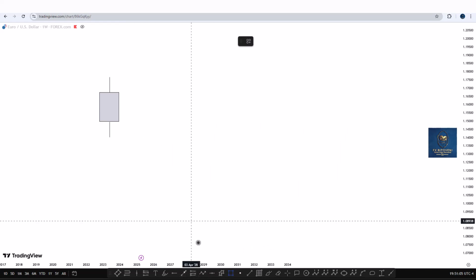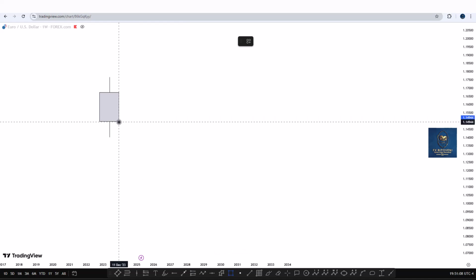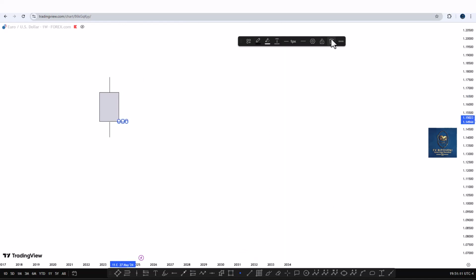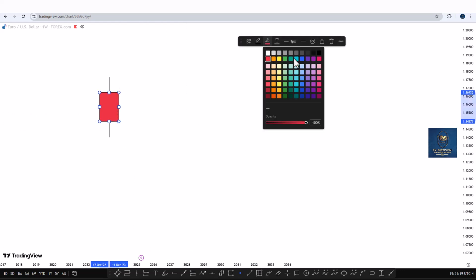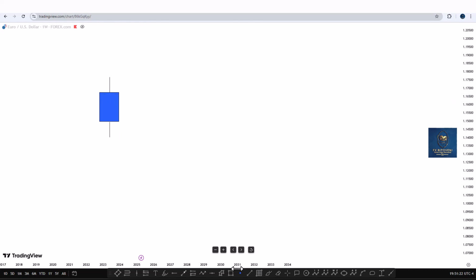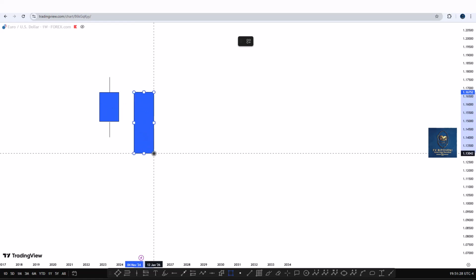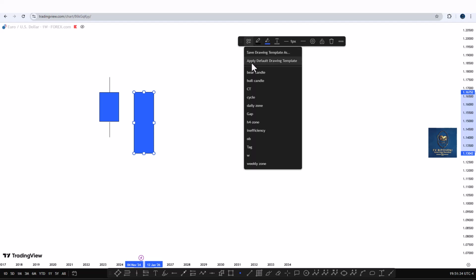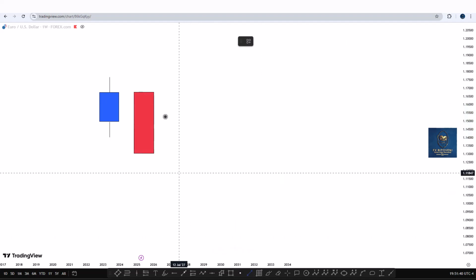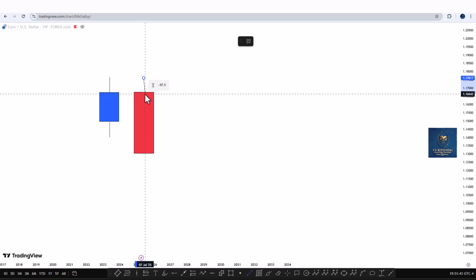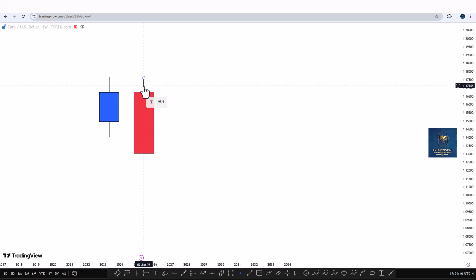Sorry, let me make it bullish. Maybe I can use a different color. Okay, standard colors. So this is a bullish candle. Now we have a bearish candle forming here. Let's make it red. We have also a high and a low.